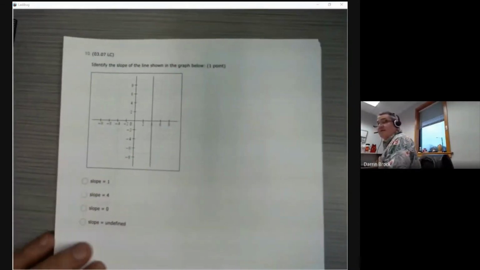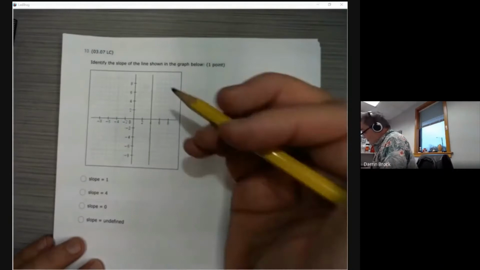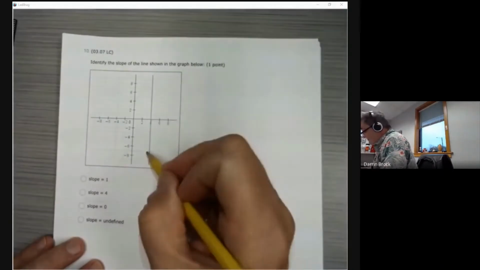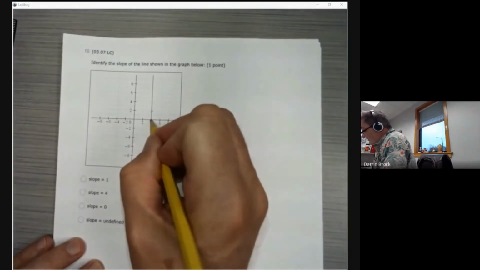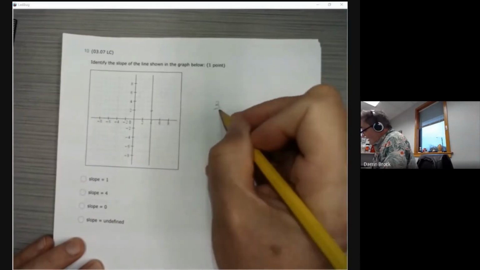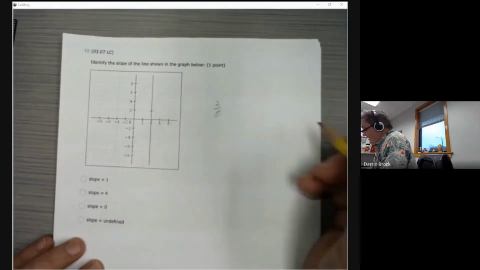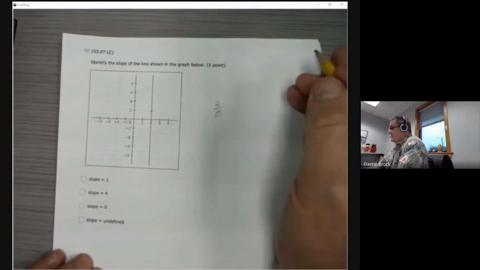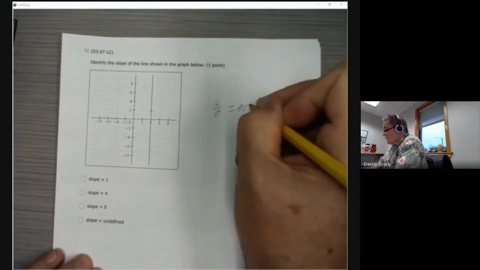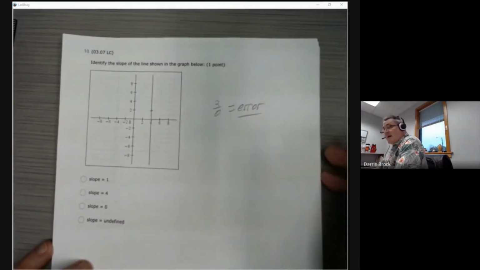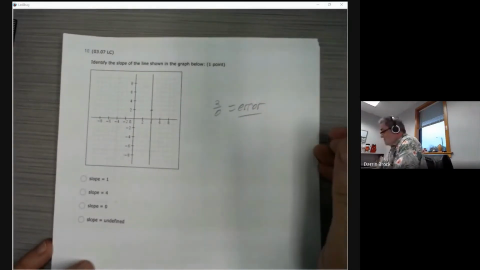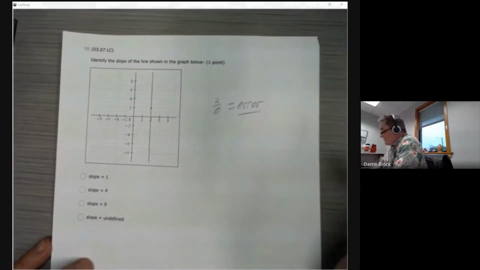All right, let's identify the slope of the line shown in the graph below. All right, here's the line. What's the rise? The rise is, well, it could be whatever we want it to be. Let's say it goes from here. Say we're looking from here to here. Rise is 2. The run, it runs 0. What's 2 divided by 0? Well, when you put that in your calculator, it's error. You cannot divide by 0. That's when the world explodes and life as we know it ends. Okay, maybe not that drastic, but you cannot divide by 0.